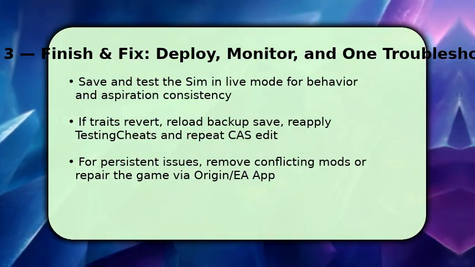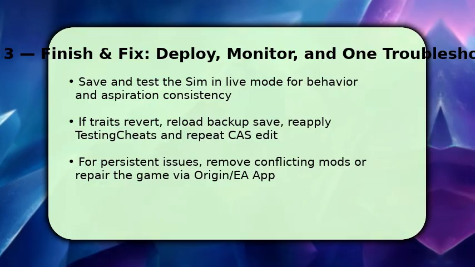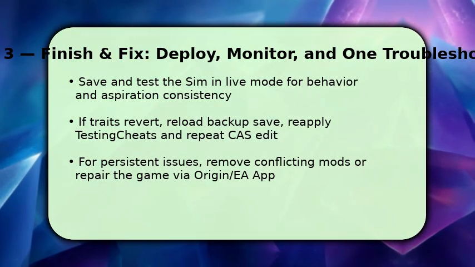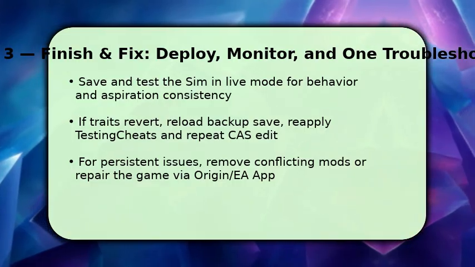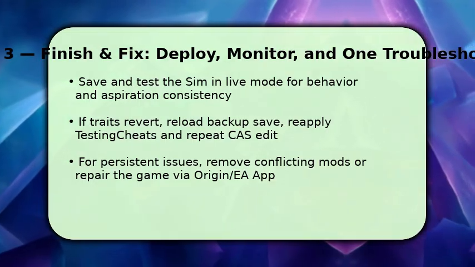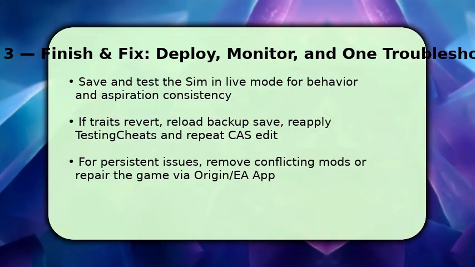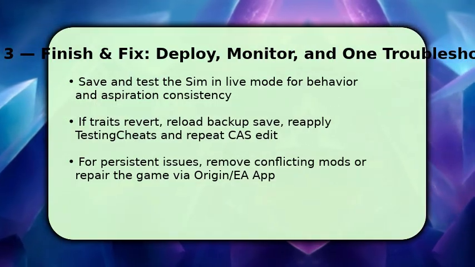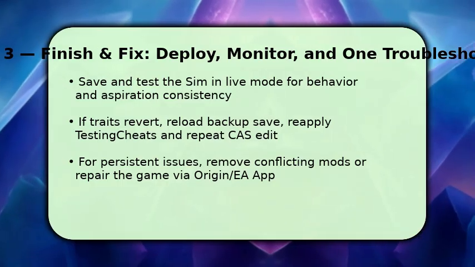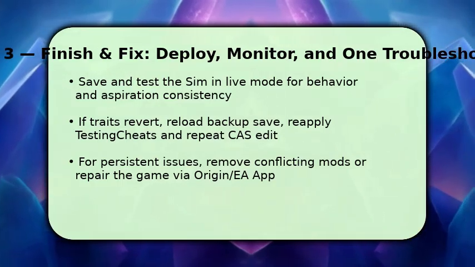If the trait reappears, immediately exit and reload your backup save, then re-enable testing cheats and repeat the CAS edit carefully. Should problems persist, check for conflicting mods or custom content. Disable them and repair the game through Origin or the EA app. One key troubleshooting tip: always verify save integrity before major edits to avoid irreversible corruption.